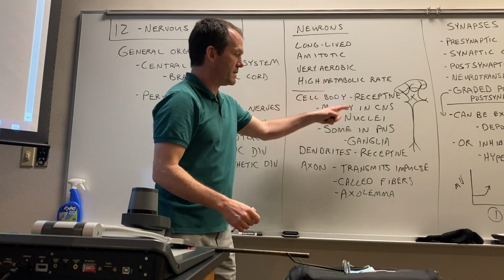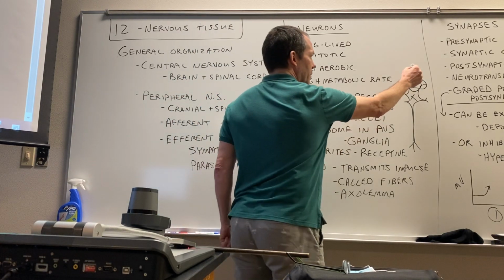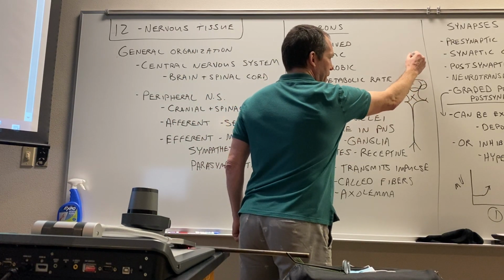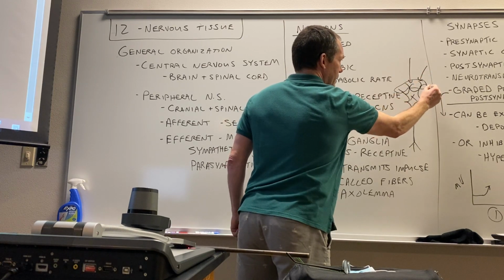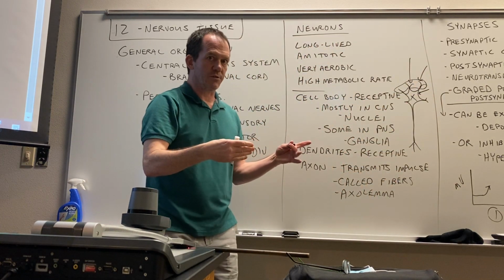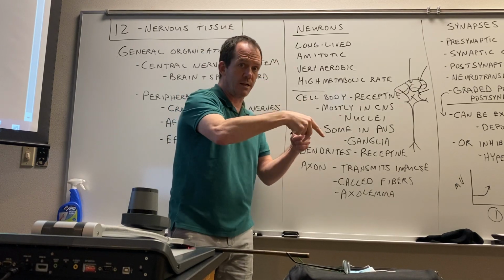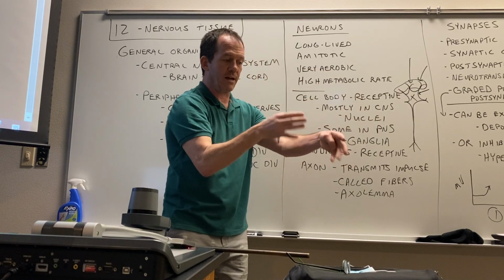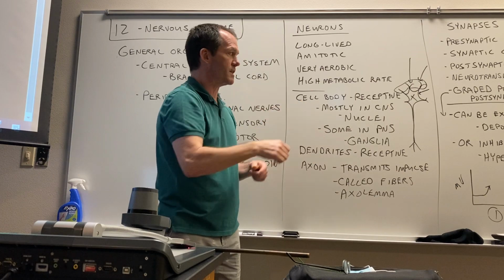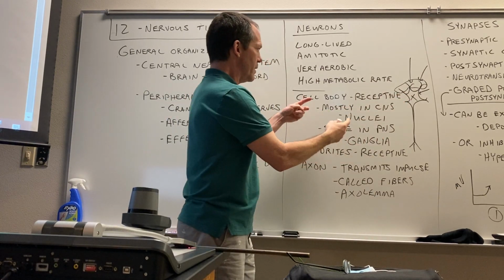I've said that they're both receptive, which means that both the dendrites and the cell body are going to be taking in, receiving messages from the outside. This is where other neurons send their axons to send impulses, send messages to this given neuron. So they're receptive.